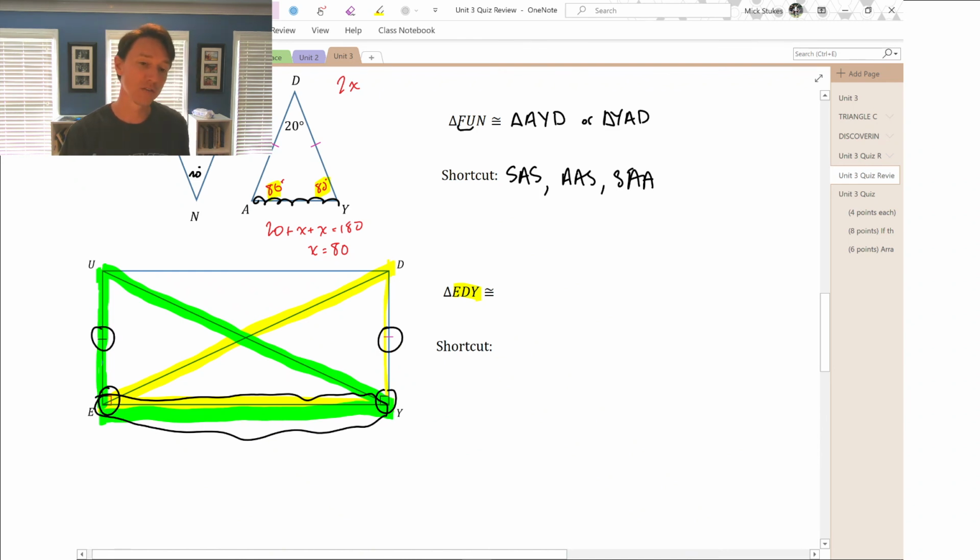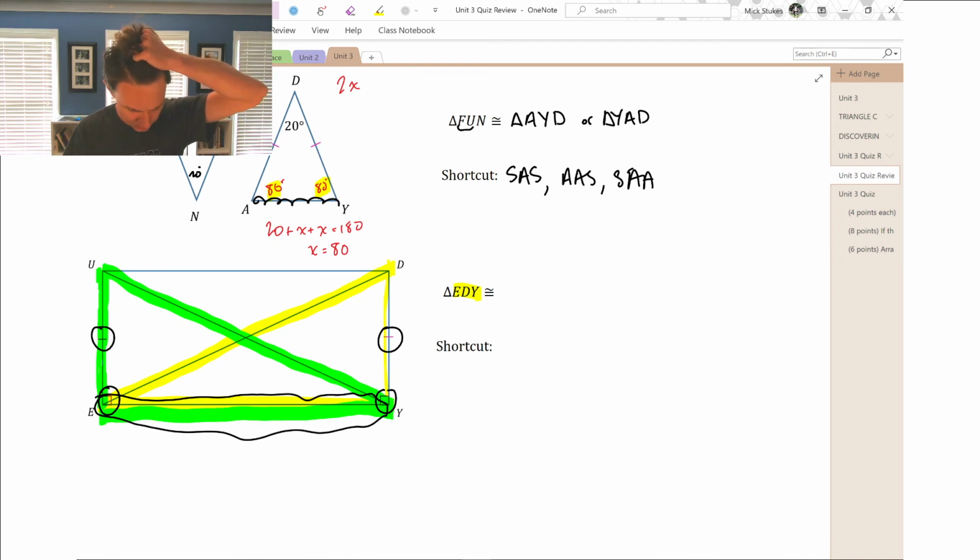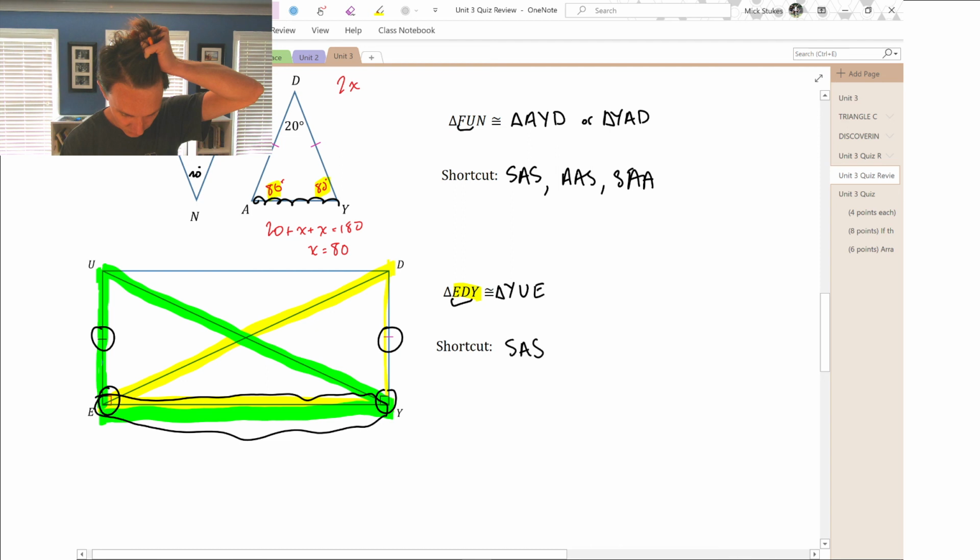So as long as I'm careful about my wording, I actually have two congruent triangles because I have a side, an included angle, it's that 90-degree angle, and then another side. So side angle side tells me I have to be careful about my wording now. ED means it's going along this diagonal piece first. So I'm going to go from the point of it, I'm going to say that it goes YU. I'm going to put a triangle in there. Triangle YUE. And that shortcut is side angle side.